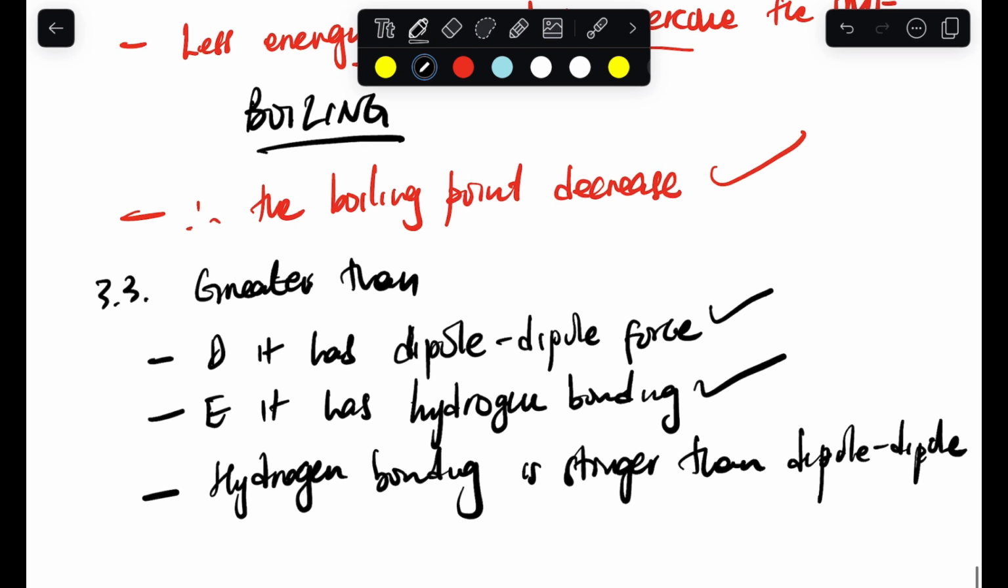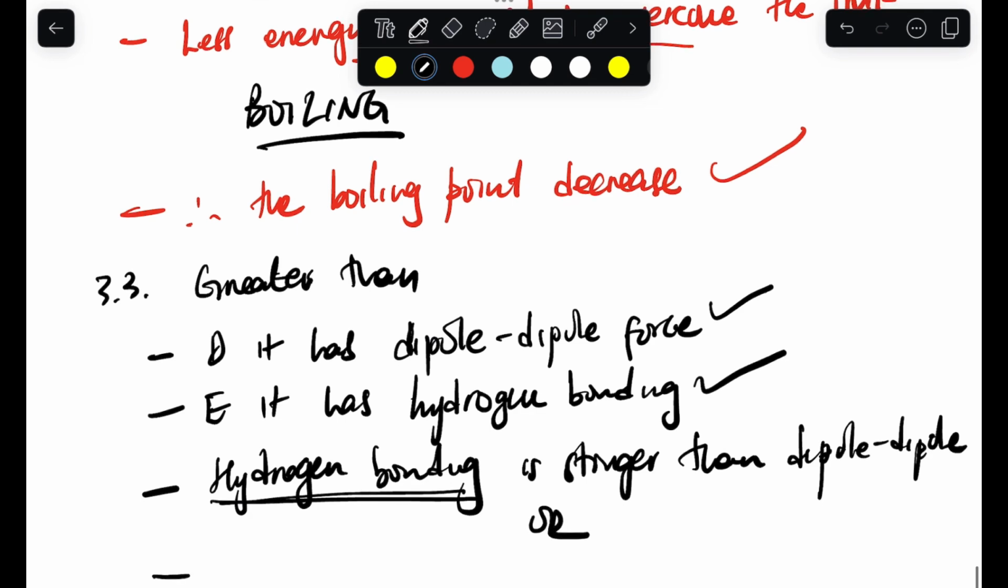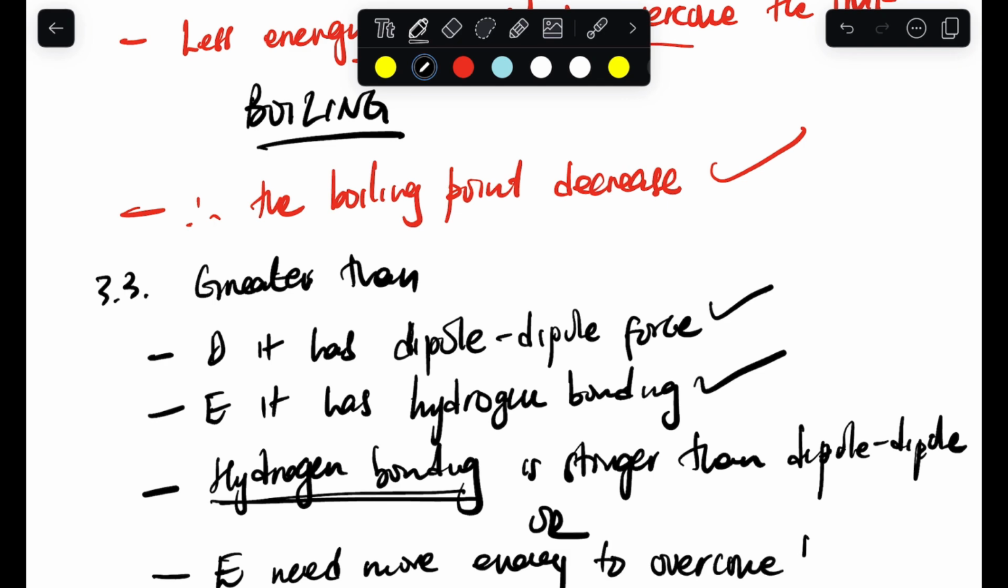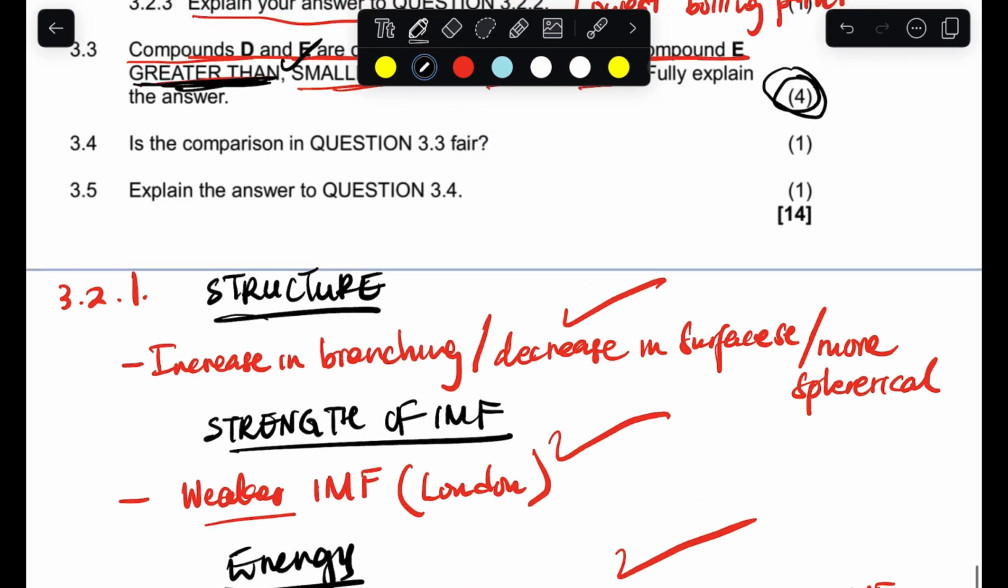Hydrogen bonding is a type of dipole, but it's a stronger dipole, right? Or you can use energy here. You will say compound E will need more energy to overcome the intermolecular force, right?